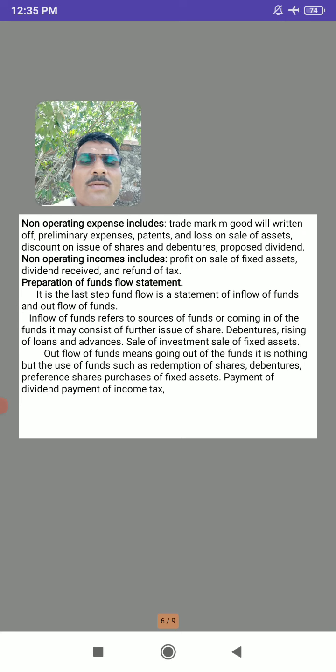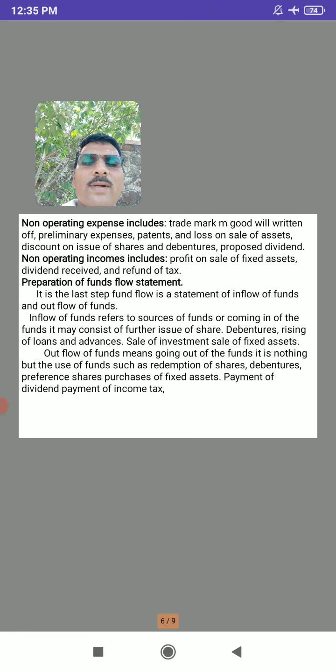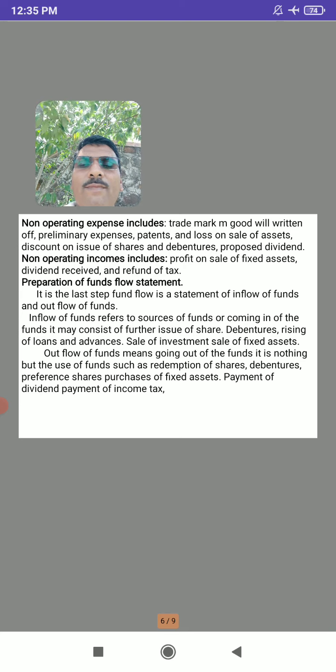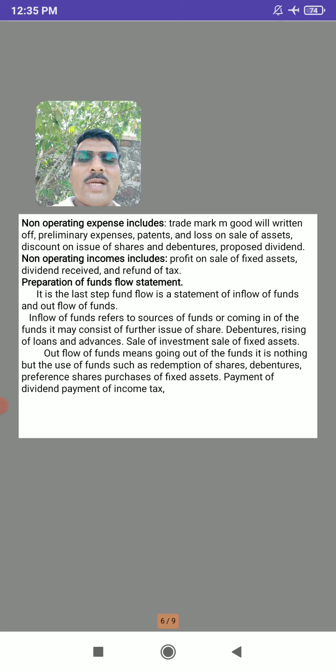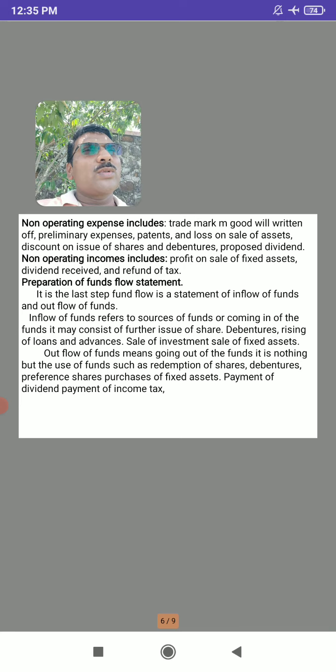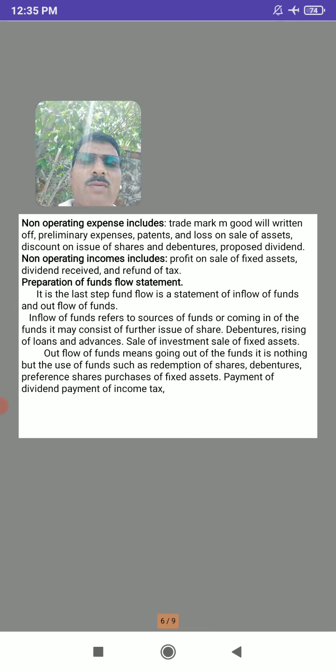The funds flow statement is the statement of inflow of funds and outflow of funds. Inflow of funds refers to the sources of funds, or coming in of the funds. It may consist of further issue of shares, debentures, raising of loans and advances, sale of investments, and sale of fixed assets. We have already discussed what the sources are. Sources means whatever we get into the business in the form of cash, called the cash inflow.